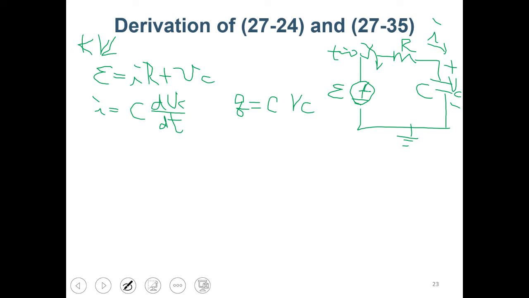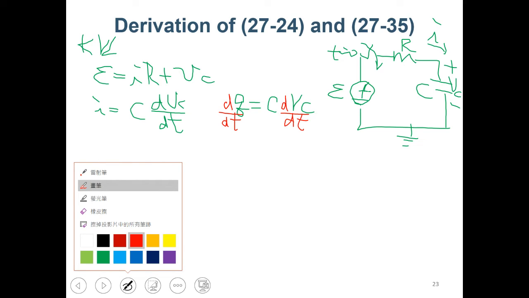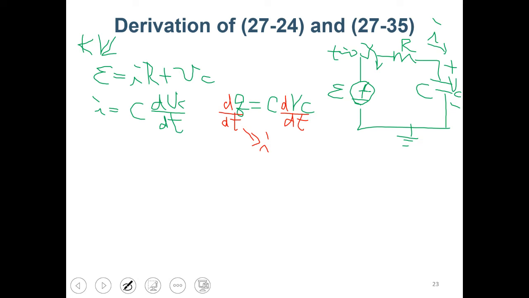It doesn't matter. So in this case, we take the derivative with respect to time on both sides, as C is a constant. So we can write that dQ/dt equals C dVC/dt. And in chapter 26, we know that dQ/dt is actually I. So finally, we get this expression. We will frequently use this in the next chapter.